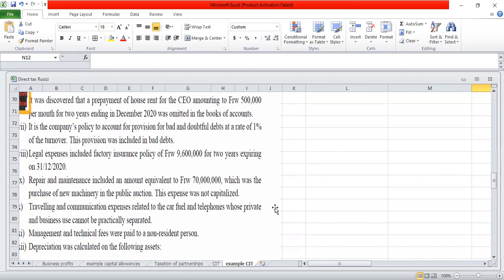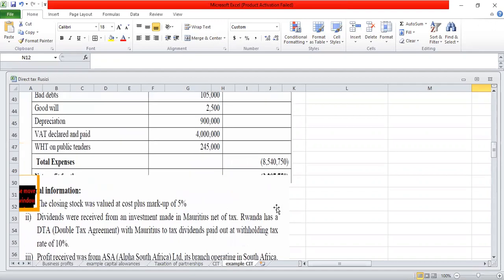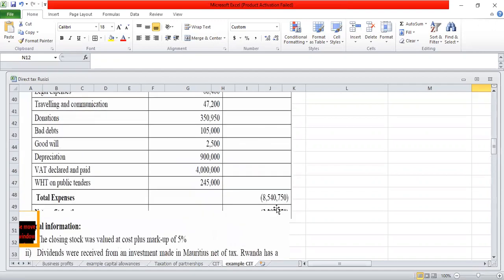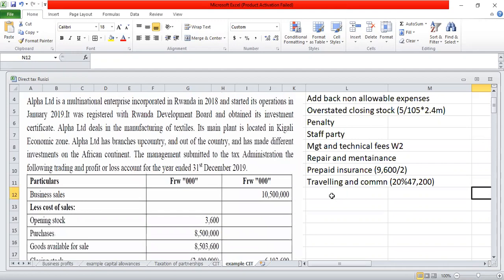But you can also assume that the donation is not for charity because the question is silent on it. If I assume that the donation is not for charity, then I'm going to add back the whole amount. If you assume that it was made to charity, you have to calculate 1% of your sales. To simplify, I'm going to assume that the donation is not for charity, because the information is silent.